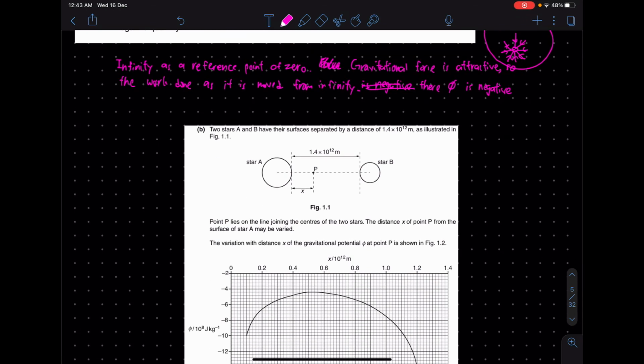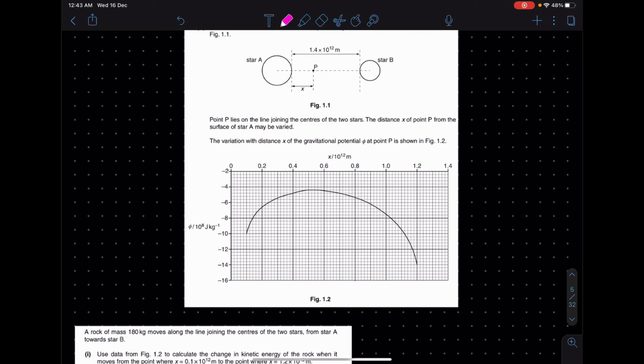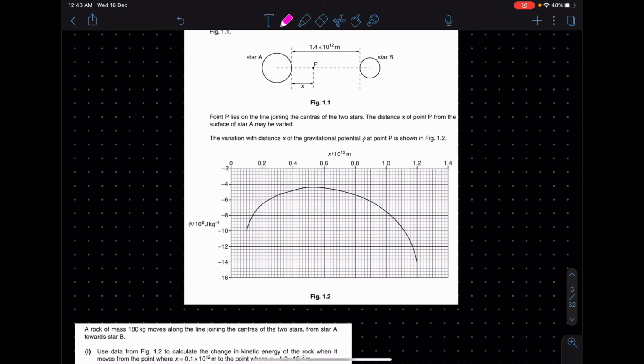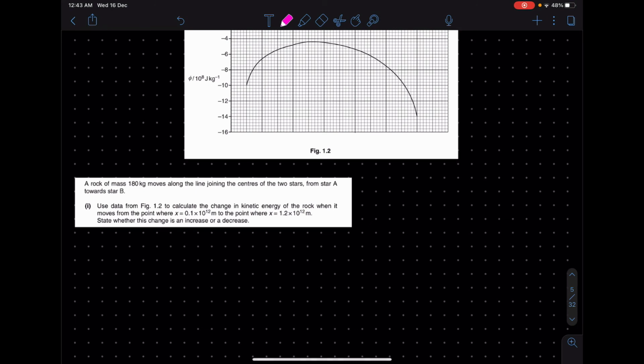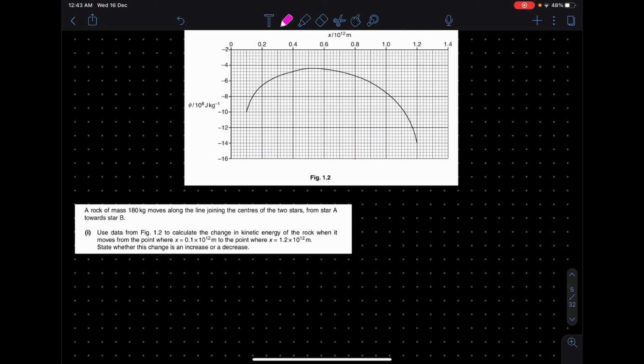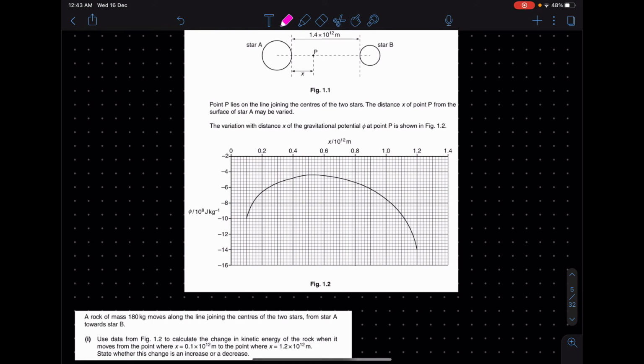Okay, so now we will talk about the next question. Two stars A and B have their surfaces separated by a distance, as you can see here, and then there's a graph here. Now you can look at the graph's curve and everything. All right, so the question is, a rock with a mass of 180 kilograms moves along the line joining the two centers of the stars from star A towards star B. So it moves from star A to star B.